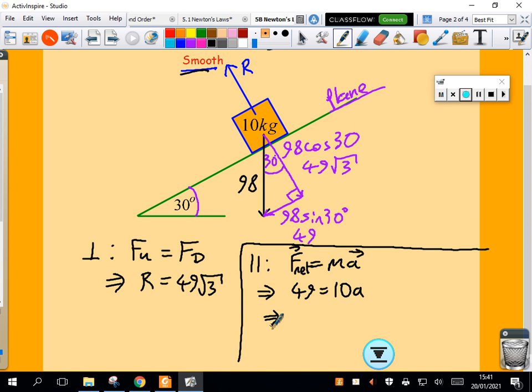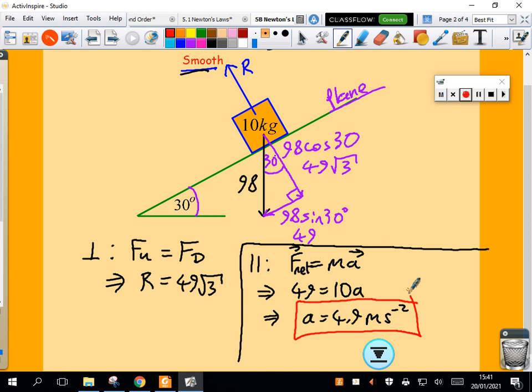So what are we getting? Its acceleration is going to be 4.9 meters per second squared. Okay, so on a smooth surface, fairly straightforward. Okay, only two forces at work on the particle.